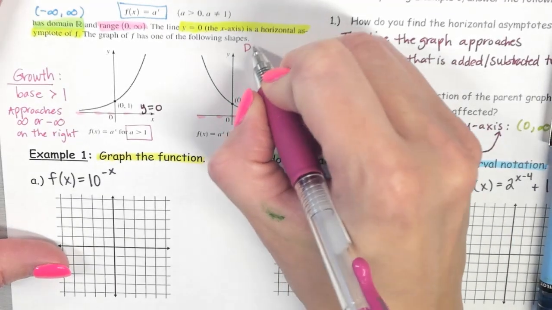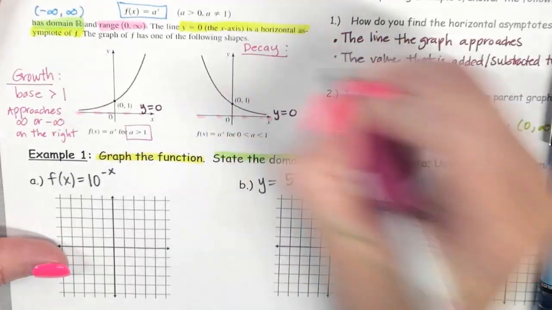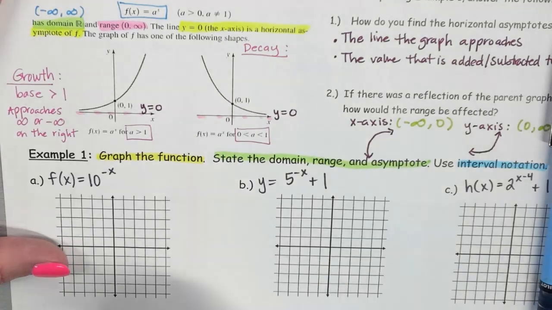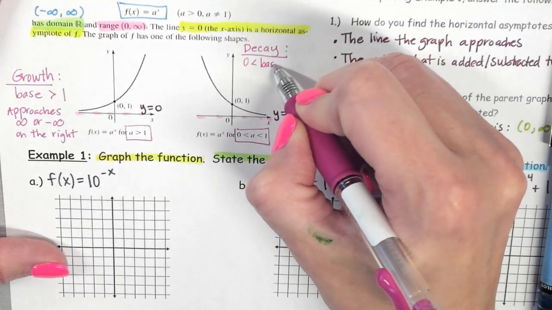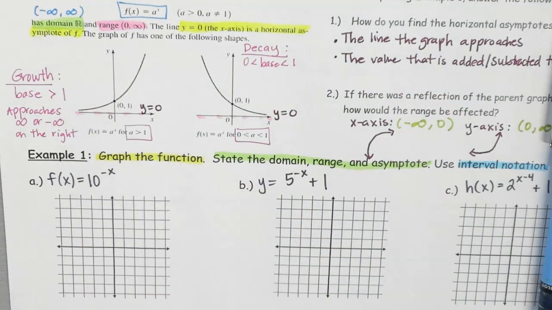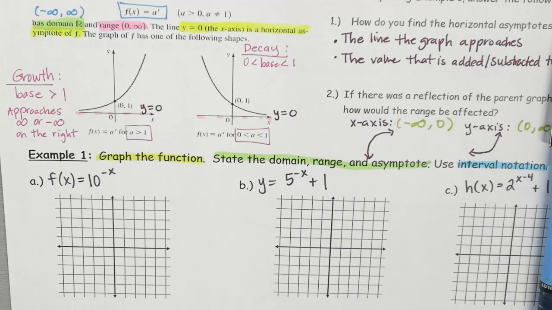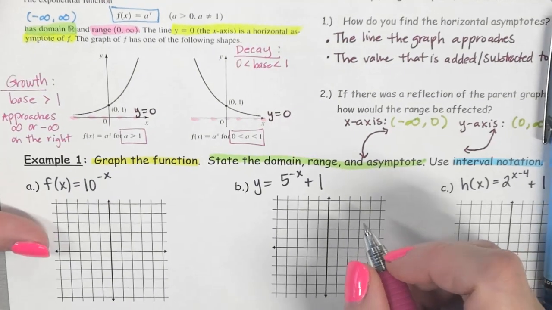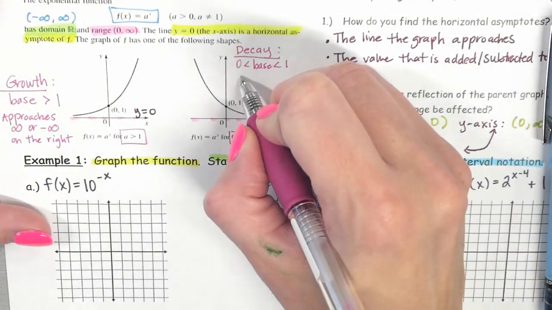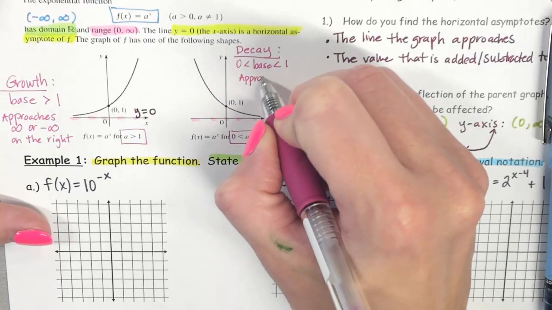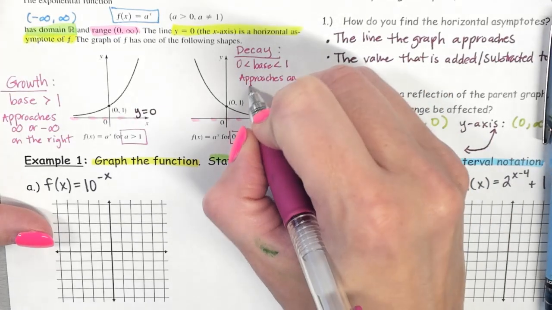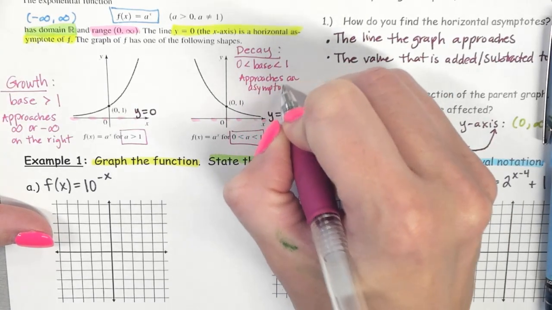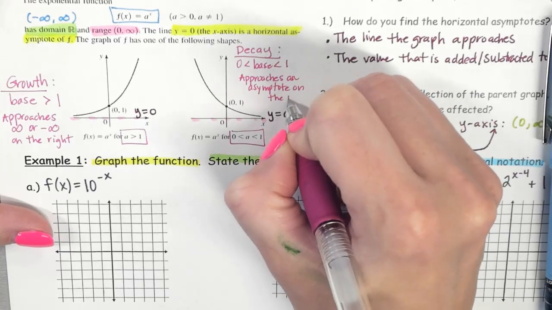When you have decay, the base is in between 0 and 1. Okay, so 0, and again, this is your absolute value. The negative is going to represent a reflection. So in that case, it approaches an asymptote on the right.